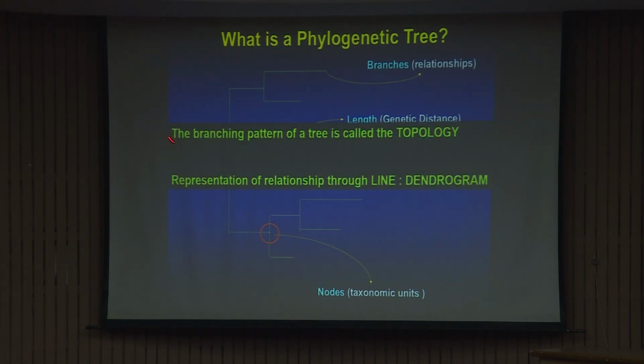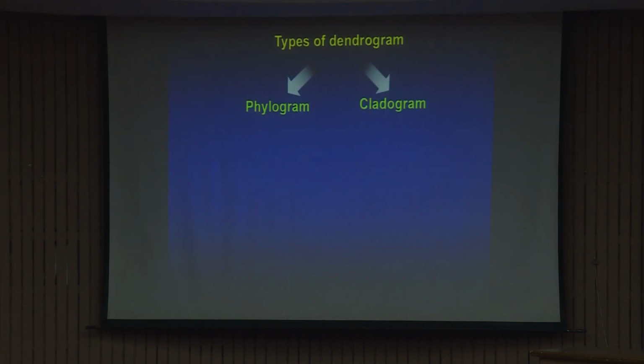The branching pattern of a tree is called the topology. How this tree is branched, that is called the topology, and the relationship through these lines is called dendrogram. So, we call this phylogenetic tree a dendrogram because we are presenting the relationship through lines, and that is why it is called dendrogram. Now, these trees are of 2 types. One is called phylogram, one is called cladogram.